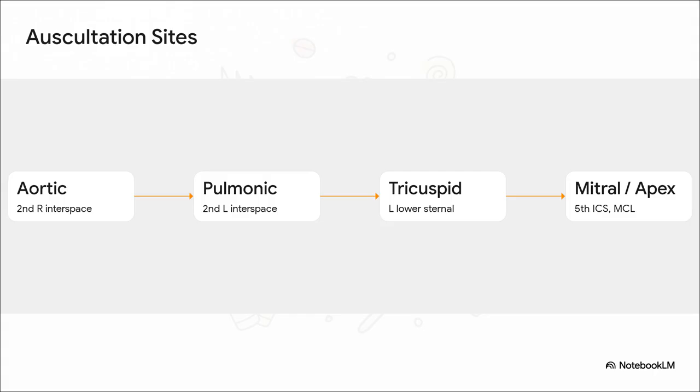You also need to keep your S1 through S4 timing sharp. S1 and S2 are your normal valve closures, right? But S3, that's that puffy, dilated, early diastolic sound you get with volume overload. And S4 is the late diastolic sound of an atrium desperately kicking against a stiff, hypertrophied ventricle.